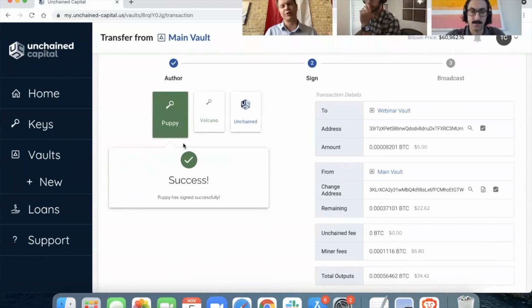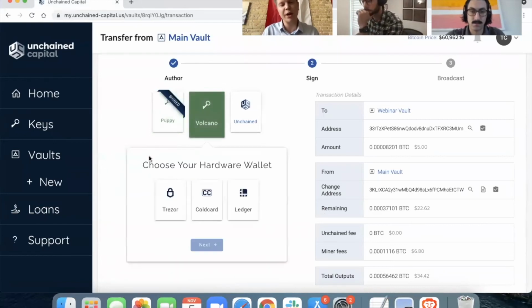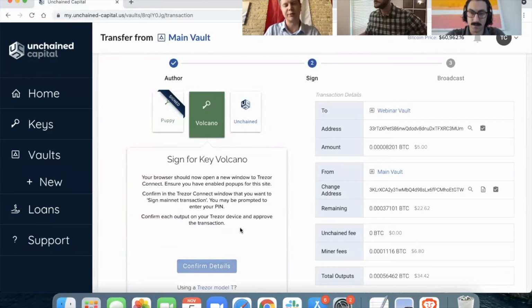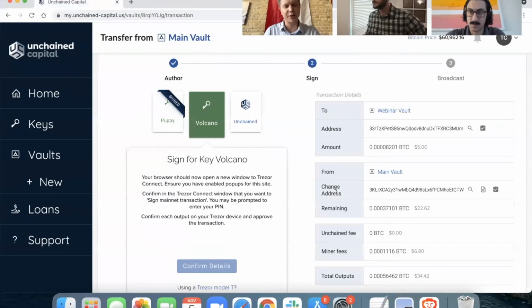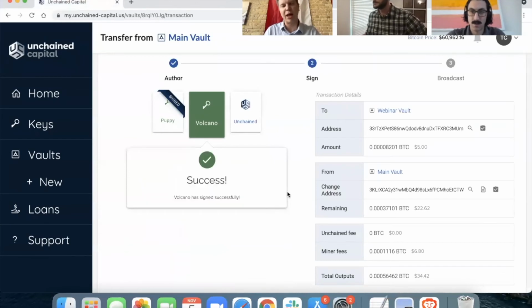All right, what we should be able to do now that we have a successful signature with Puppy is we're going to do the same thing for Volcano. So let me go ahead and plug in my other Trezor device and do the same thing to enter my PIN and unlock the device. And we'll select Trezor and then sign with Trezor to complete the signature also from this device. So I'm going to get that same message on the screen of my Trezor. I'm going to hold my finger down to confirm. And it's going to go through that spinning wheel to sign for all of my UTXOs. And we should see a success sign here in the platform.